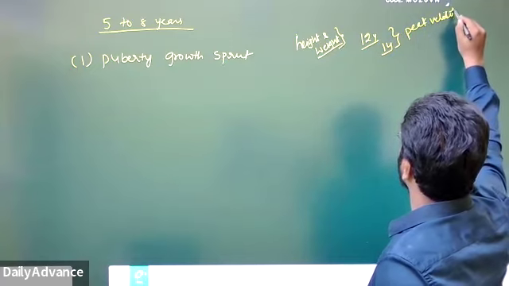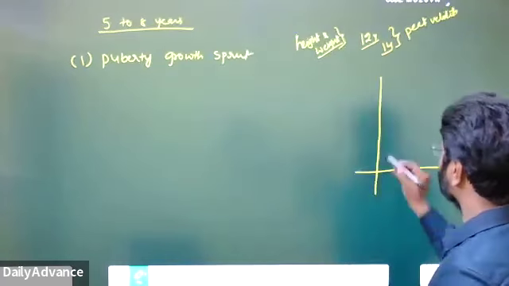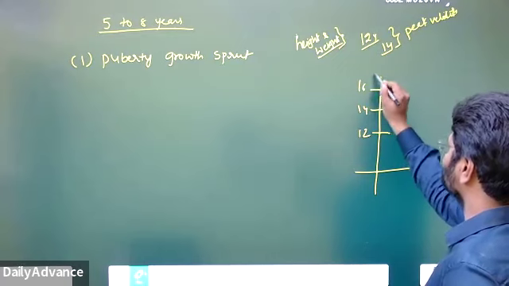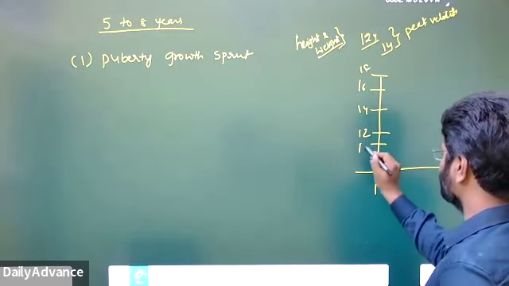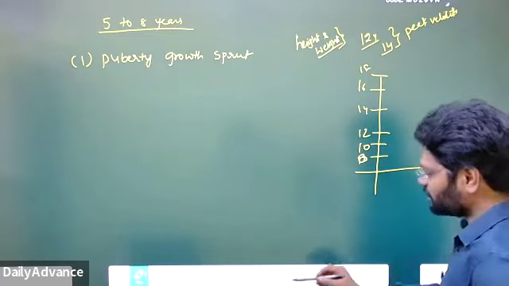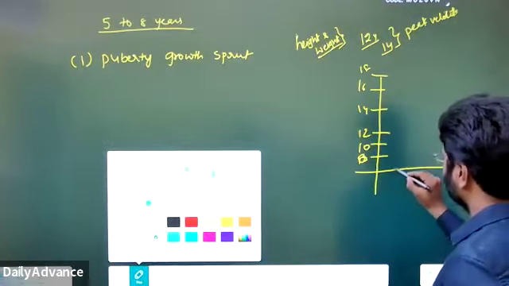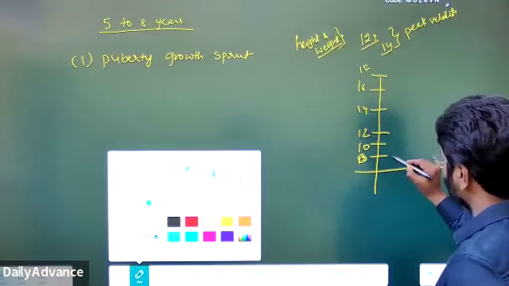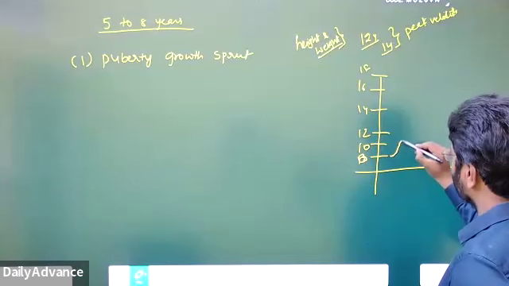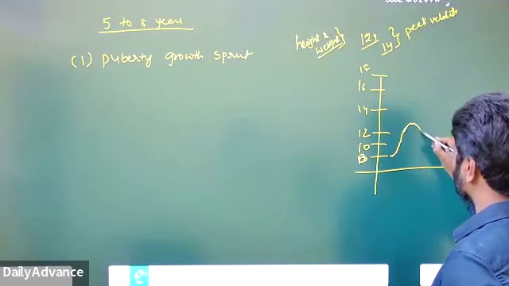Okay, peak velocity they observe in the height. That means if you take the axis, 8 years, 10 years, 12 years, 14 years, 16 years, 18 years, this is the age. If you take the female, generally from the 8th year onwards they reach the peak. After that, the height velocity slightly goes down.